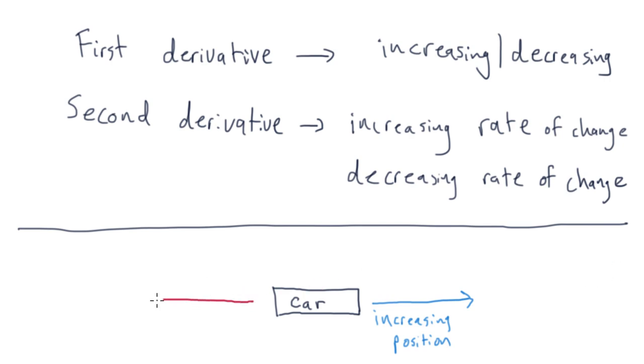My position can also decrease. So I could have a decreasing position. This is all information about the first derivative. I'm just describing the velocity of the car. Is the velocity positive or negative? If my velocity is positive, my position is increasing. If my velocity is negative, my position is decreasing. I'm going backwards. But whether I'm going backwards or forwards, I can make a choice. I can either be pressing on the accelerator or pressing on the brake.